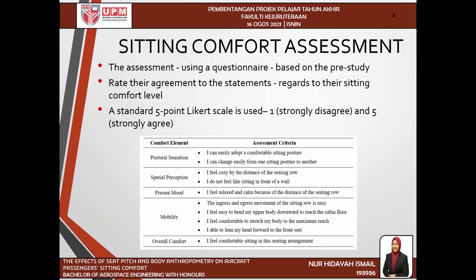The participants are asked to rate their agreement with the statements in the questionnaire with regard to their seating comfort level. A standard 5-point Likert scale is used in the assessment, where 1 indicates strongly disagree while 5 is strongly agree. The comfort elements that have been asked in the questionnaire are postural sensation, spatial perception, present mood, mobility, and the final one is the overall comfort.